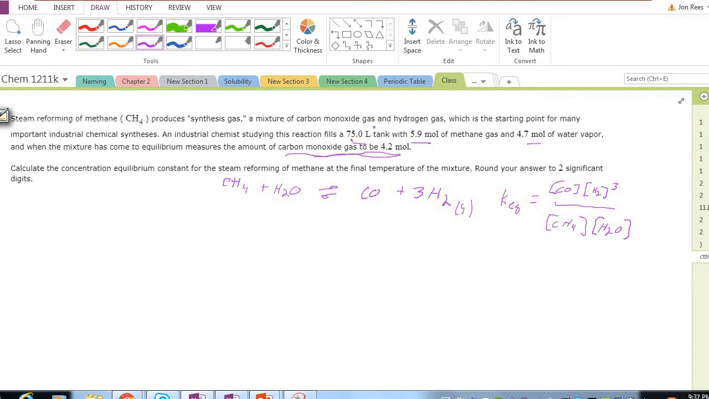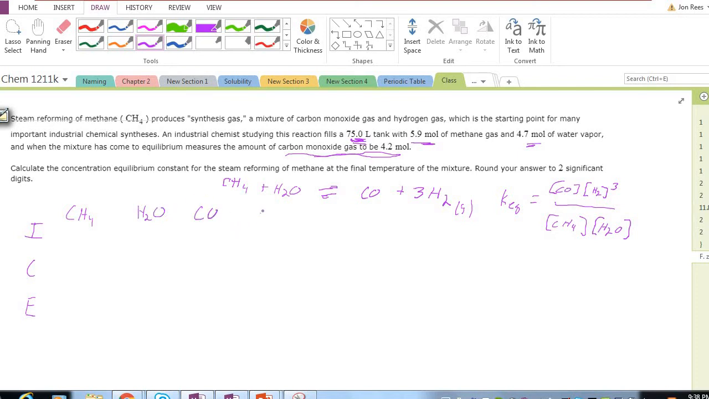And so when I do that, I have to realize I'm given moles here, but I am given a volume, so I'm going to have to do that math. But anyway, let's go ahead and do our ice tables. That's one way to do it. It's not the only way, but since we're doing ice tables, let's go ahead and do that. So we have initial, change, and equilibrium, and I always like putting my reactants first. That's CH4. That's going to be H2O. Leave yourself plenty of room.